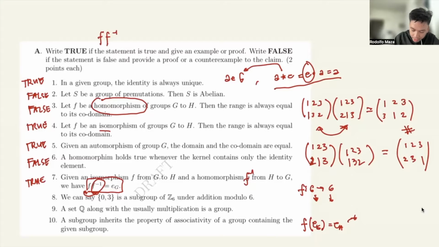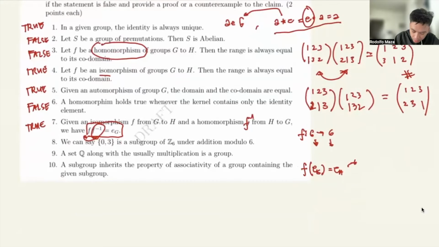Yes, because if you look at {0, 3} under addition modulo 6, the inverse of 3 is 3 itself, so it has an inverse. The identity is 0. It's associative, and it's closed under the operation. So therefore, it's true. A set Q along with the usual multiplication is a group.